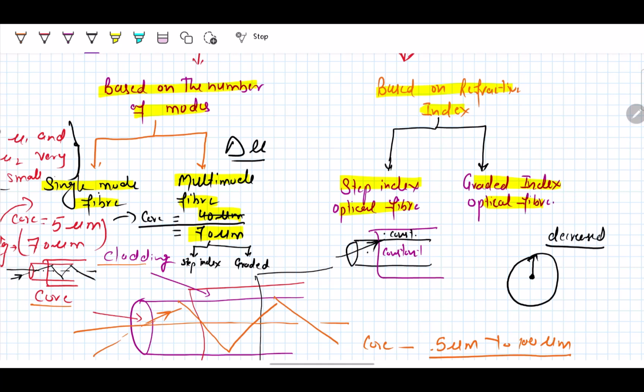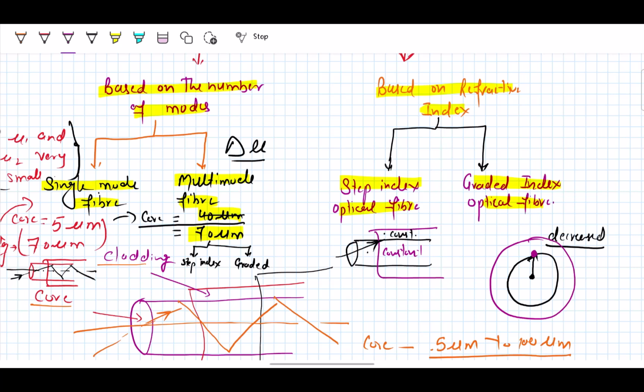Again, I'm repeating this. In case of graded index optical fiber, the core has non-uniform refractive index, and that gradually decreases from the center towards the core cladding interface. This is the core cladding interface, and at this point the refractive index is gradually decreasing, right? And the cladding has a uniform refractive index, okay, and the light rays propagate through it in the form of skew rays, okay.